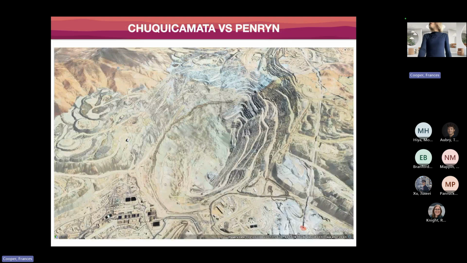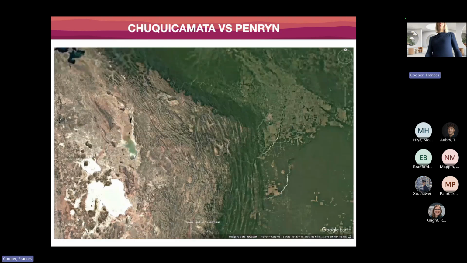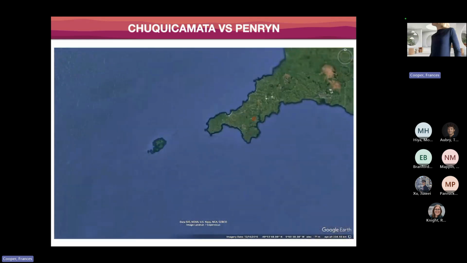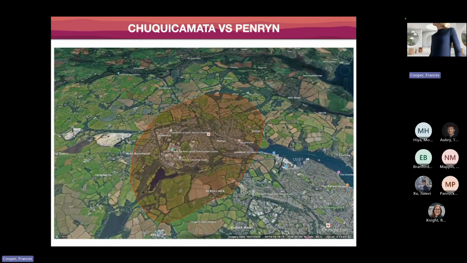And I'm just going to do a quick comparison for you so you can get a sense, because it's really hard to get a good sense of the scale until you compare it with somewhere that you know well. So here's the rim of the Chuquicamata pit. And now we're going to fly all the way across the Atlantic northwards to Penryn. And it's just mind-blowing because you just really don't get that sense of scale.